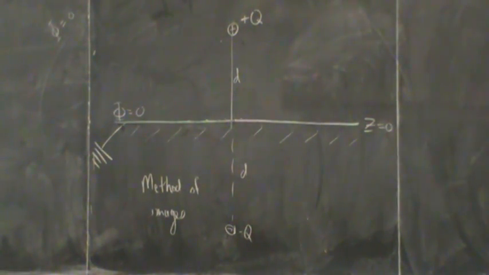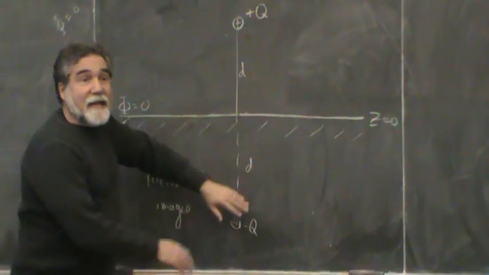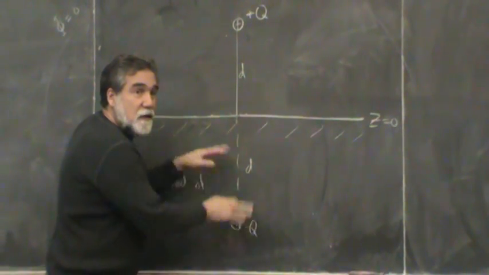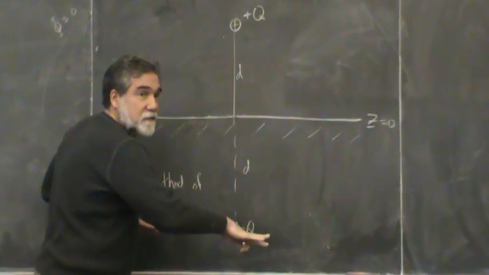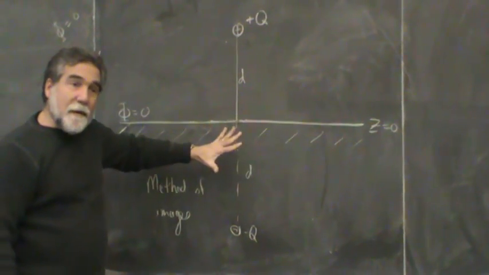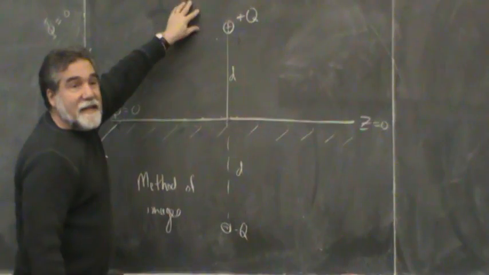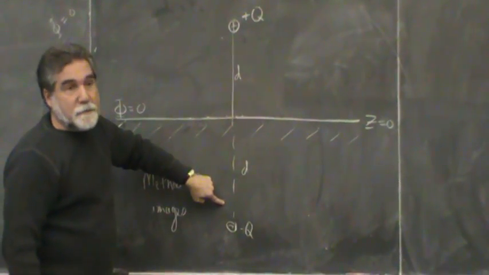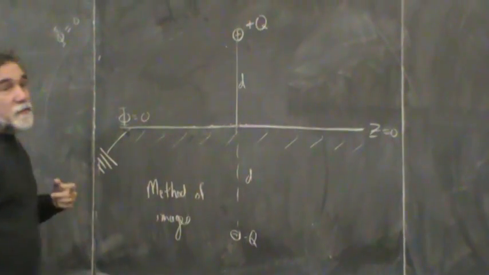Yes? Doesn't that violate the assumption that we can't know anything outside of the boundaries of the problem? Oh, yes. So I can't use the presence of this effective charge here to solve for the potential out here. All right? What I'm going to come up with is that from out here, it's going to look as though there's a negative charge there, but there isn't. Okay? That's a good question.